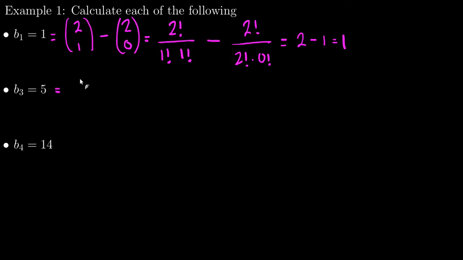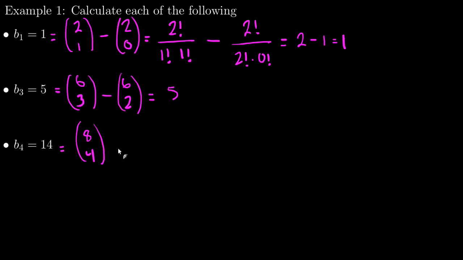B3, same idea, 2n choose n minus 2n choose n minus 1. And when I work this all the way out, I'll get 5. And same thing for b4. 2n choose n minus 2n choose n minus 1. And when I work all of that out, I'll end up getting 14.